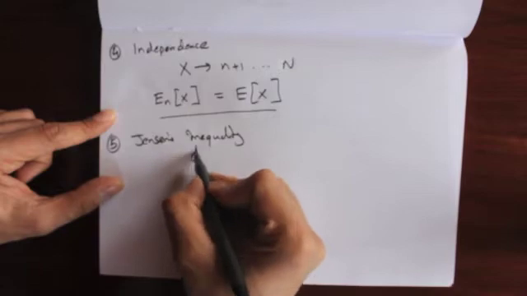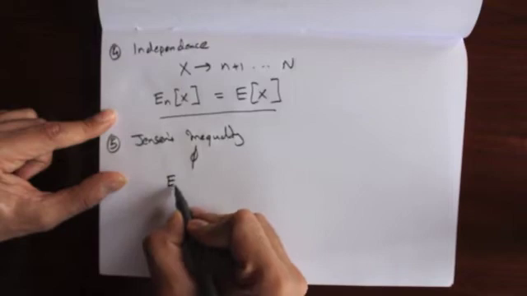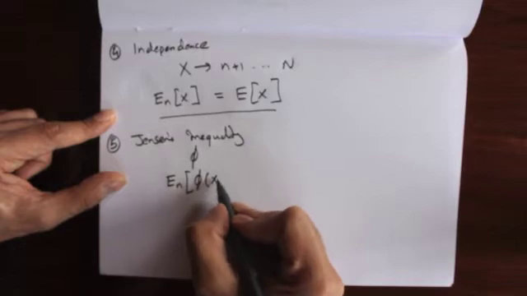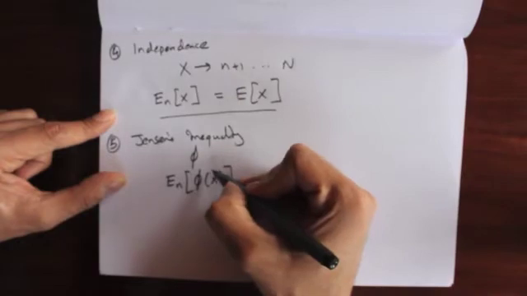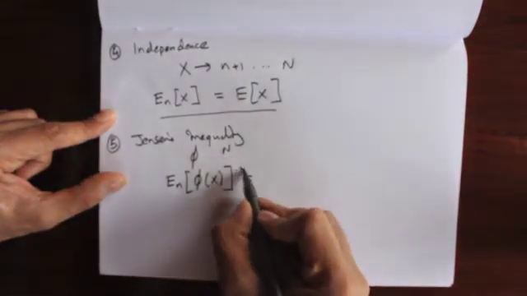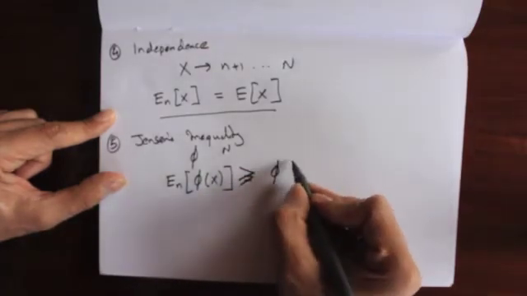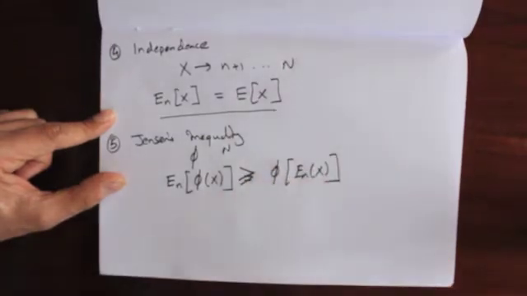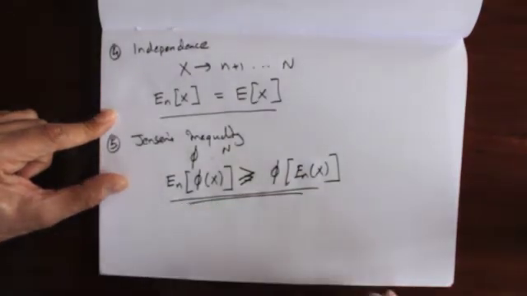So let's assume that we have a convex function, and what we want to do is calculate the expected value at time n of a convex function of X, where X is a random variable that depends on the first capital N coin tosses. What Jensen's inequality says is this is greater than or equal to the convex function of the expected value. This is called Jensen's inequality.